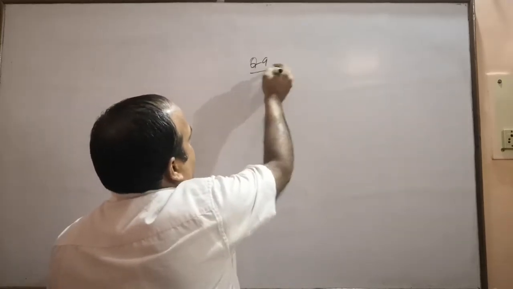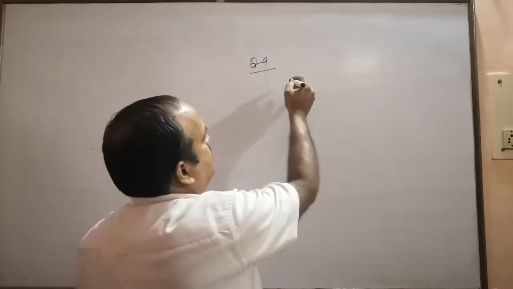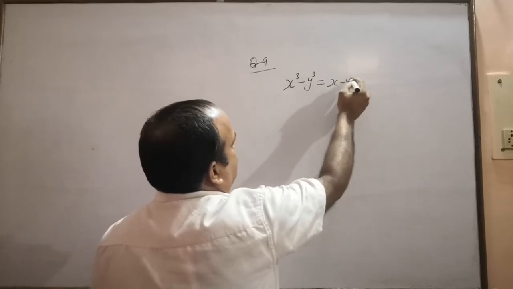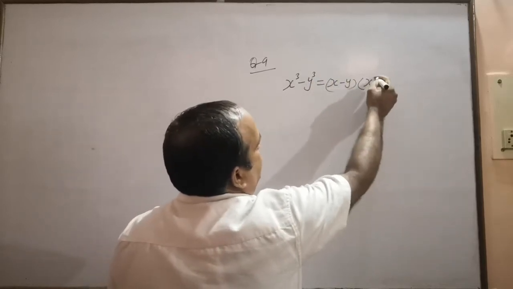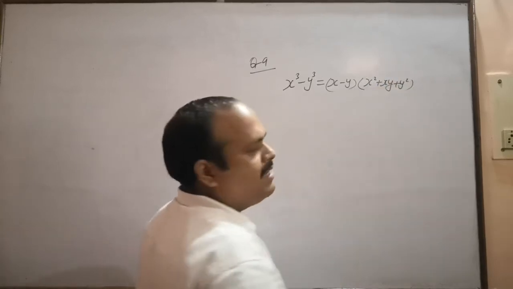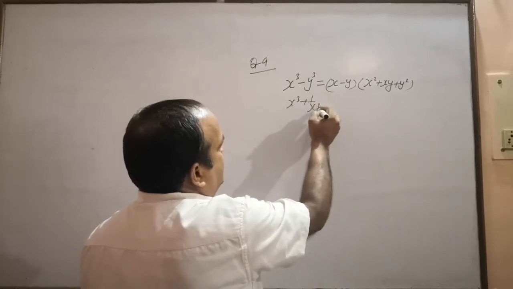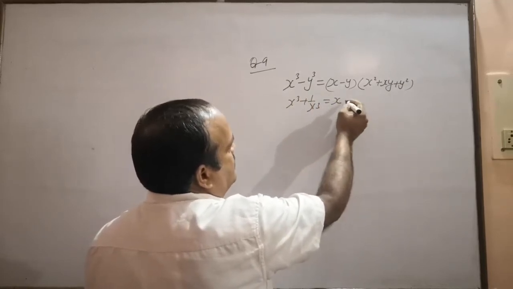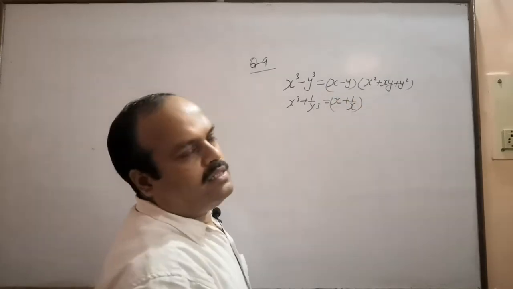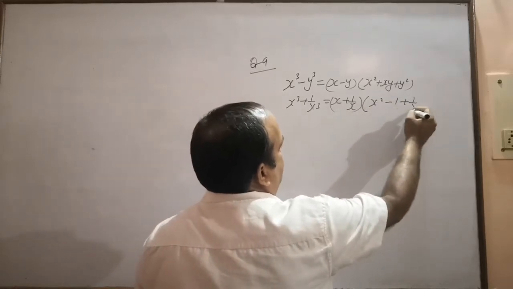Before doing question number 9, I would like to give you one formula of factorization. x cube minus y cube is equal to x minus y times x square plus xy plus y square, or x cube plus 1 by x cube is equal to x plus 1 by x. Second one, x square minus 1 plus 1 by x square.